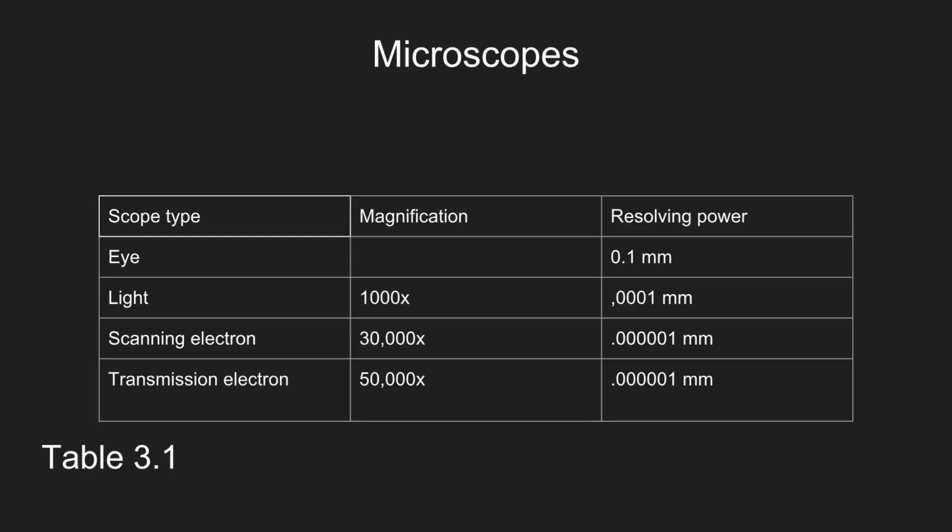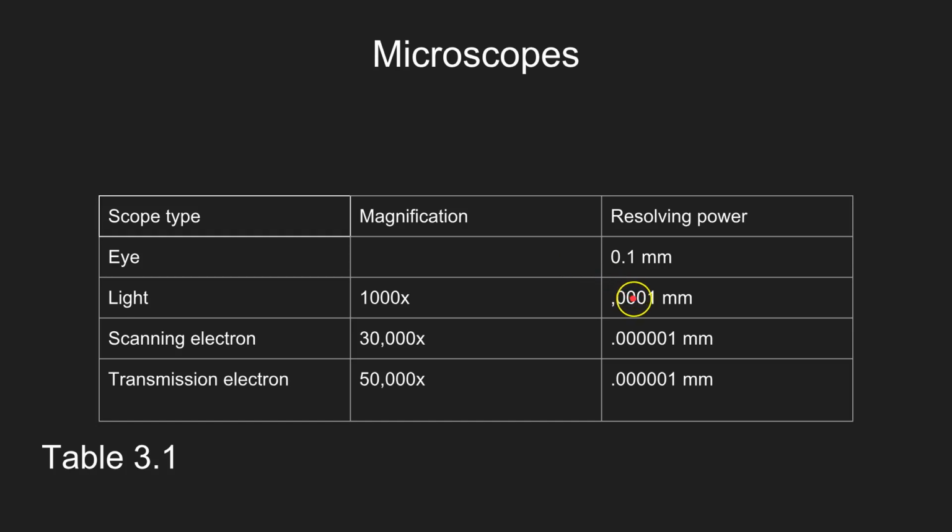And I put this table here just to summarize what these different things can do. So the eye obviously has 0 magnification, but has a 0.1 millimeter resolving power. And when I say resolving power, what I mean is your ability to distinguish between two objects. If you have two objects that are on top of one another, you're not going to be able to tell the difference between the two. Or if you have two objects that are right next to one another and you don't have a lot of resolving power, you're not going to be able to see the difference between the two.